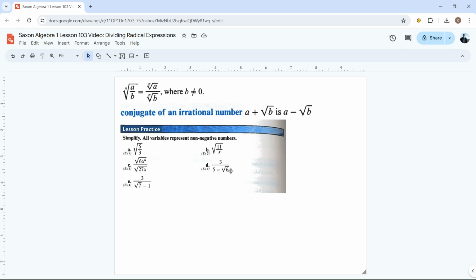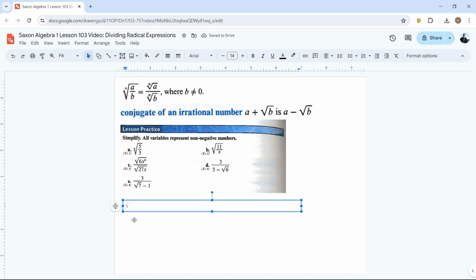And now the rule that we have to follow when we're doing problems like this is that you are never, ever allowed to have a square root in your denominator. So our job when we simplify all of these is to make it so that we have no square roots in our denominators. Now, letter A technically has a square root in the denominator because the square root of 5 over 3 is the square root of 5 over the square root of 3. Our job is to eliminate the square root in the denominator.